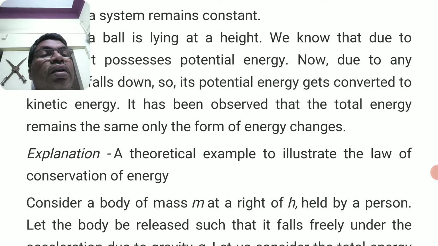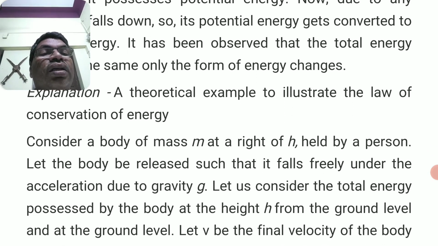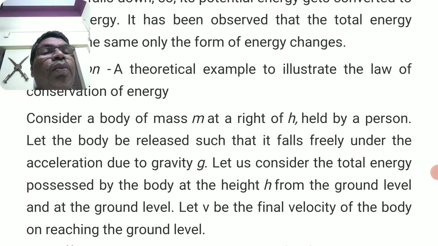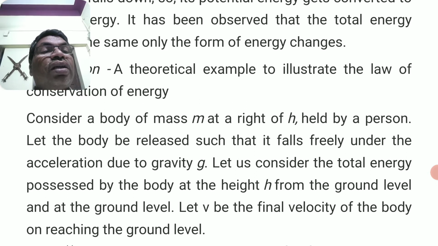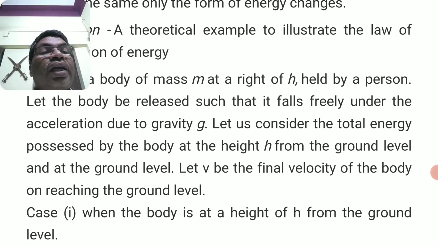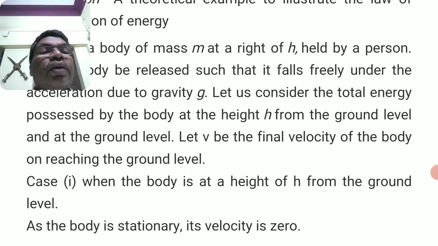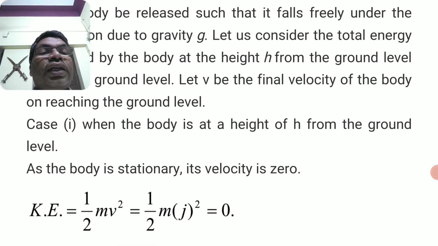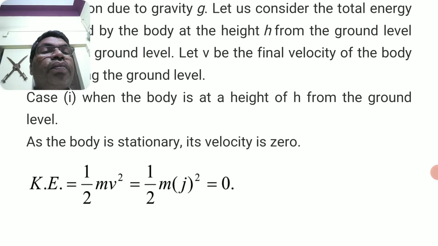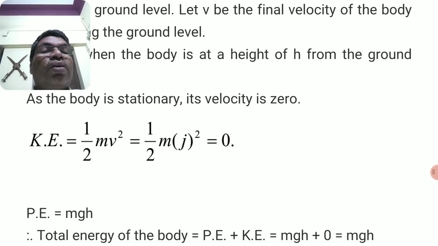Explanation. A theoretical explanation or example to illustrate the law of conservation of energy. Consider a body of mass m at a height h held by a person. Let the body be released such that it falls freely under the acceleration due to gravity g. Let us consider the total energy possessed by the body at the height h from the ground level and at the ground level. Let v be the final velocity of the body on reaching the ground level. When the body is at a height h from the ground level, as the body is stationary, its velocity is 0 and it has only potential energy and its kinetic energy is 0.